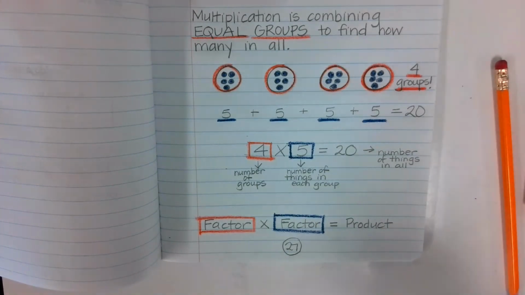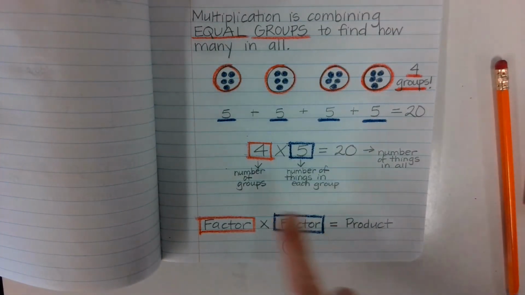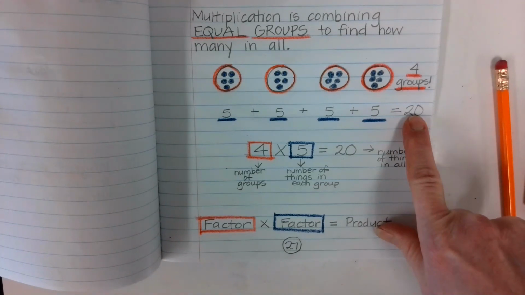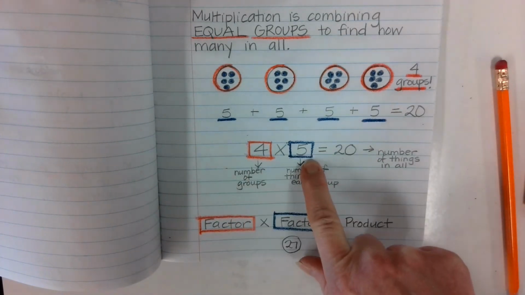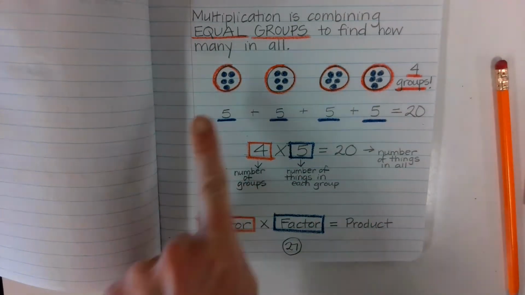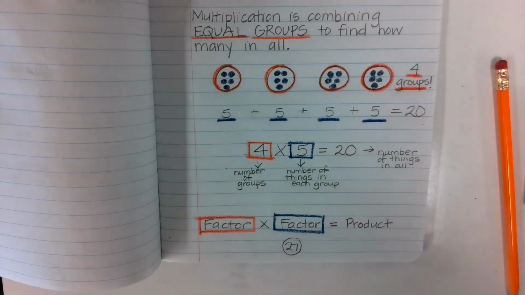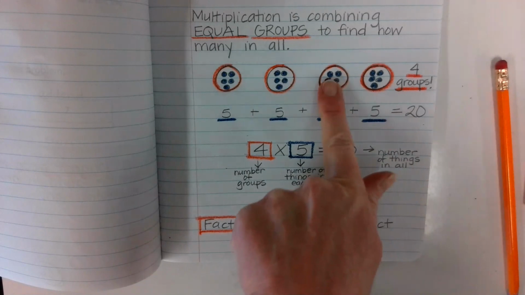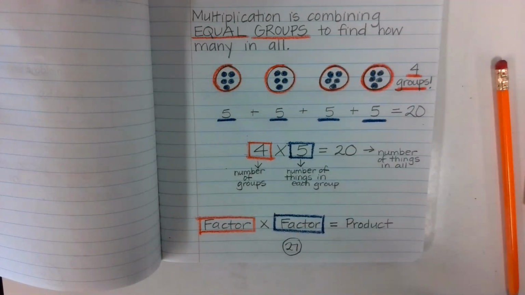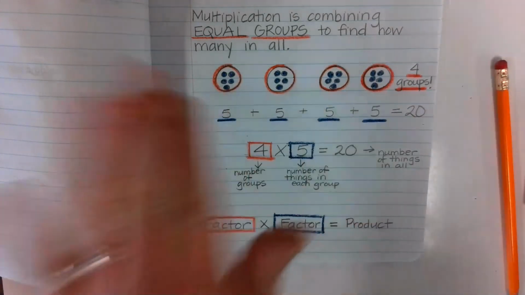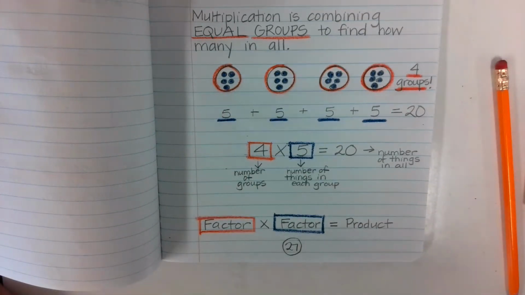And then I want you to remember that when we're writing addition number sentences and multiplication number sentences, again, all of these have to be the same number. We can't have a plate with 5, and a plate with 4, and a plate with 3, and a plate with 5. They all have to be the same. So don't forget that. That's super important in multiplication.